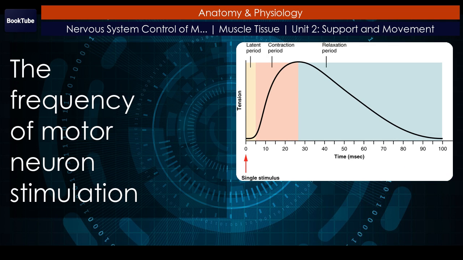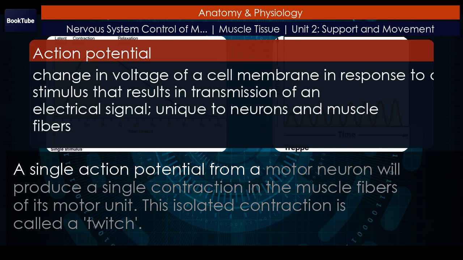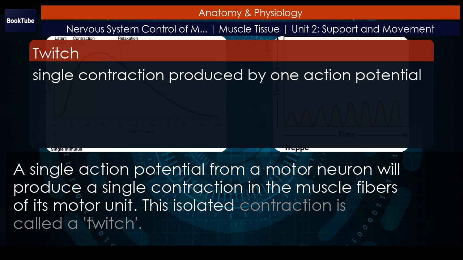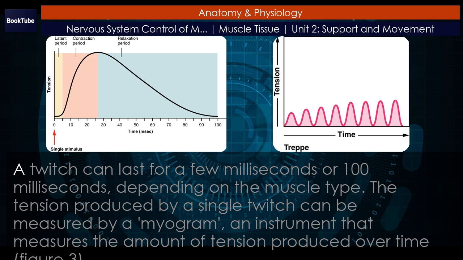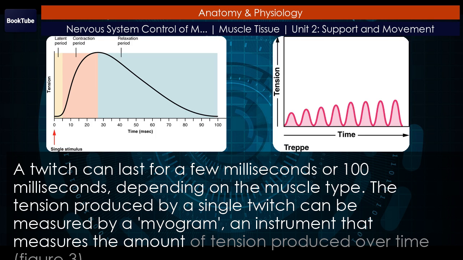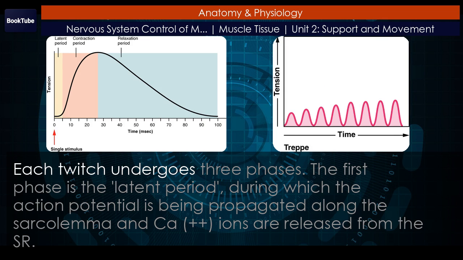The frequency of motor neuron stimulation. A single action potential from a motor neuron will produce a single contraction in the muscle fibers of its motor unit. This isolated contraction is called a twitch. A twitch can last for a few milliseconds or 100 milliseconds, depending on the muscle type. The tension produced by a single twitch can be measured by a myogram, an instrument that measures the amount of tension produced over time. Figure 3. Each twitch undergoes 3 phases.